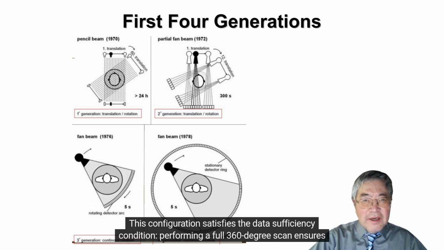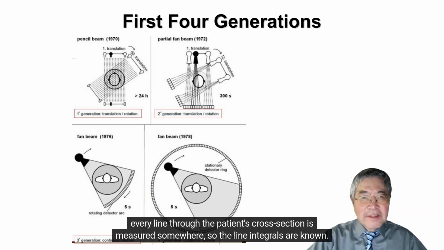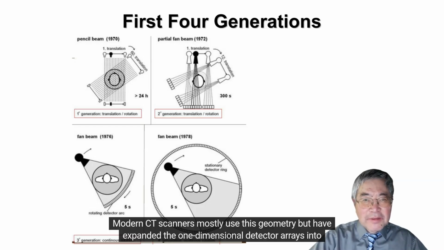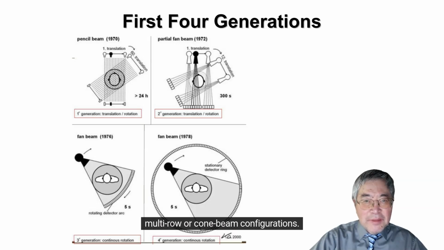Performing a full 360-degree scan ensures every line through the patient's cross-section is measured somewhere, so the line integrals are known. This third-generation geometry is still very popular. Modern CT scanners mostly use this geometry but have expanded the one-dimensional detector arrays into multi-row or cone beam configurations. We'll discuss those later.